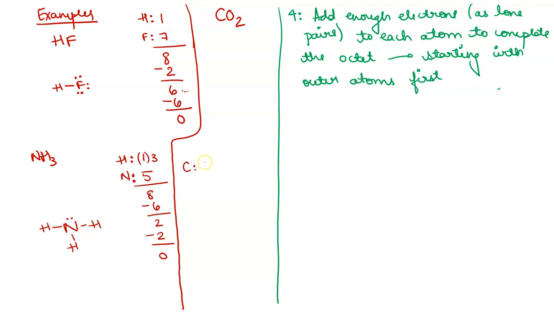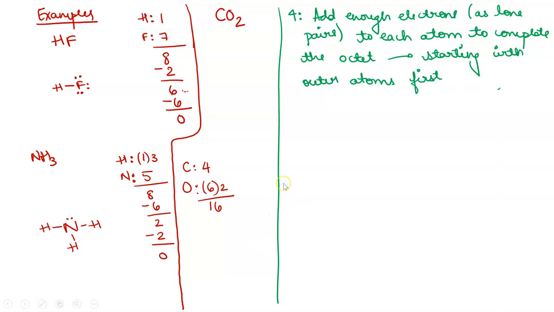Carbon has 4, oxygen has 6, and there are 2 oxygens in this molecule. So 2 times 6 is 12, plus 4, a total of 16 valence electrons. I hope everyone was able to get that. Next, we're going to build our framework.